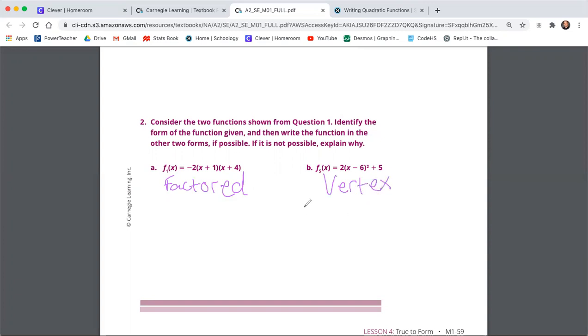And then for the conversion part, it's something that we practice a lot in the first topic. It's just multiplying these things. You'll multiply x plus 1 by x plus 4, and then distribute the -2, or however you prefer to work through it. Vertex form, remember you would just rewrite x minus 6 squared as x minus 6 times x minus 6, and then simplify, and you can get to standard form.